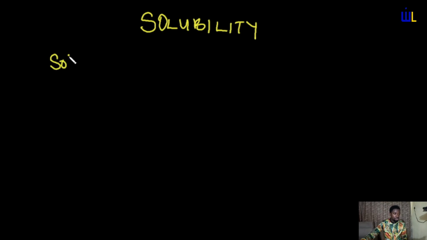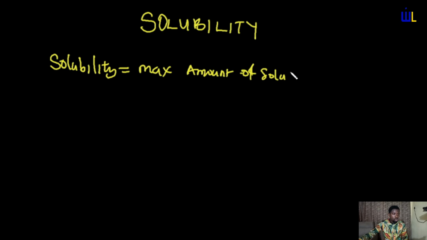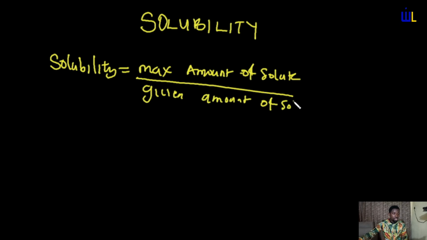solubility equals maximum amount of solute all over given amount of solvent at a particular temperature.